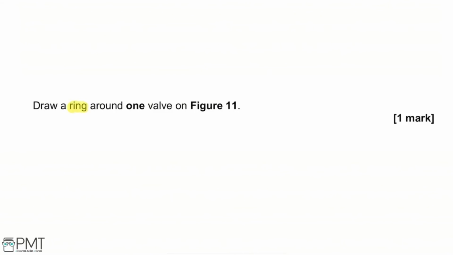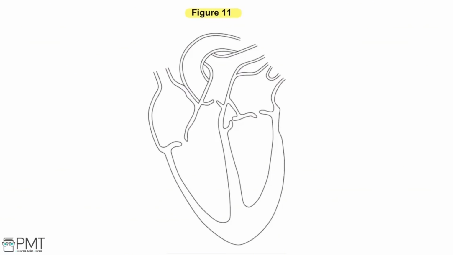Draw a ring around one valve on figure 11. So here's figure 11 and this here is a valve. You can think of them as just gaps between the chambers of the heart. This diagram actually shows 4 and they all have their own names. The first one we circled is called the tricuspid valve. On the right is the mitral valve, then the aortic valve which leads through to the aorta, and lastly the pulmonary valve.